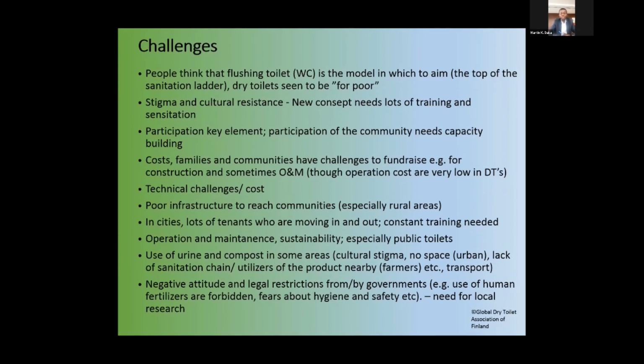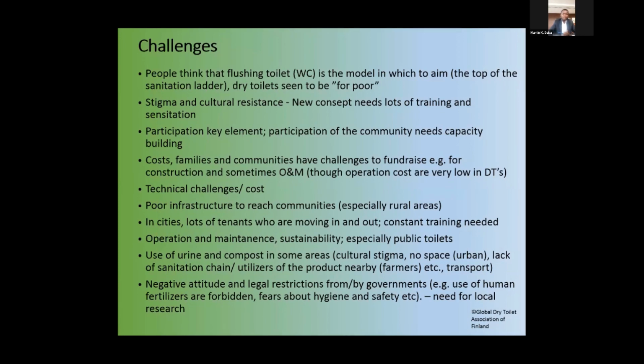Lack of sanitation chain utilization of products by nearby farmers, and also the issues of transport. So if we're going to reuse most of our perceived waste in terms of excrement, there's need for users, and most of these could be farmers. And in urban areas, we may not have those, so therefore there's need to collect and transport perhaps to would-be users of the treated waste.